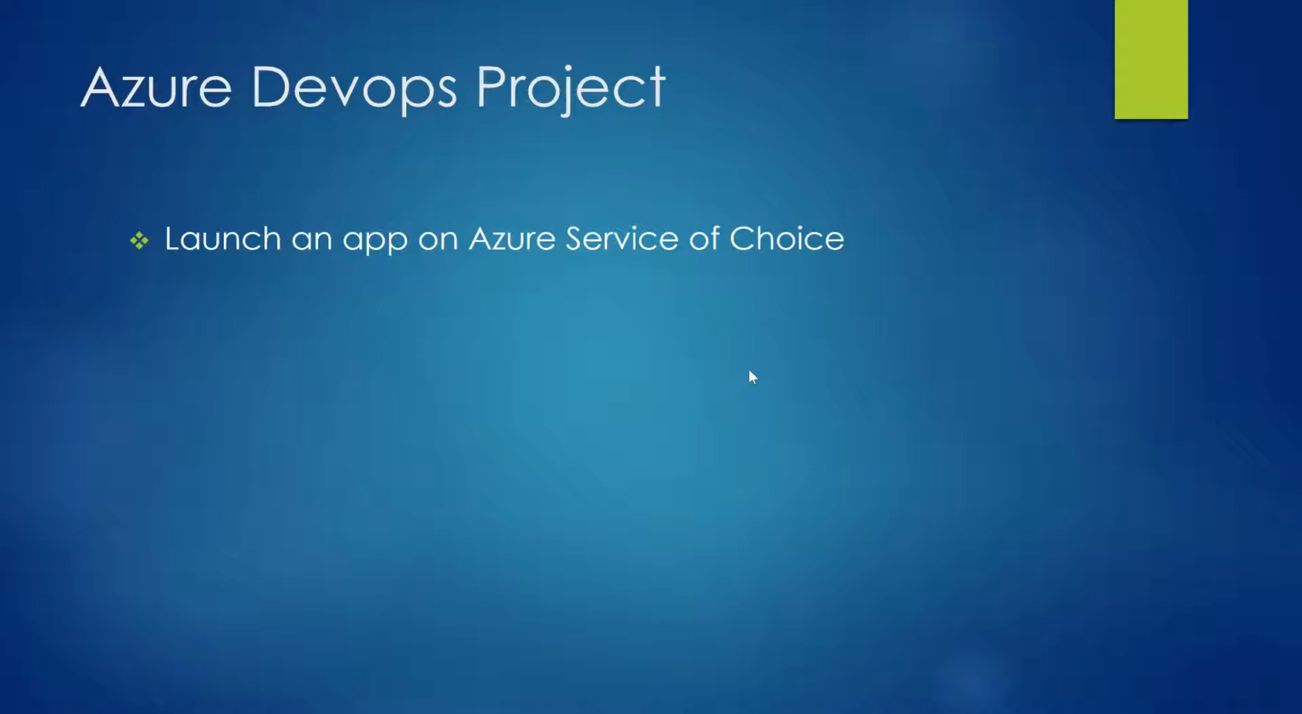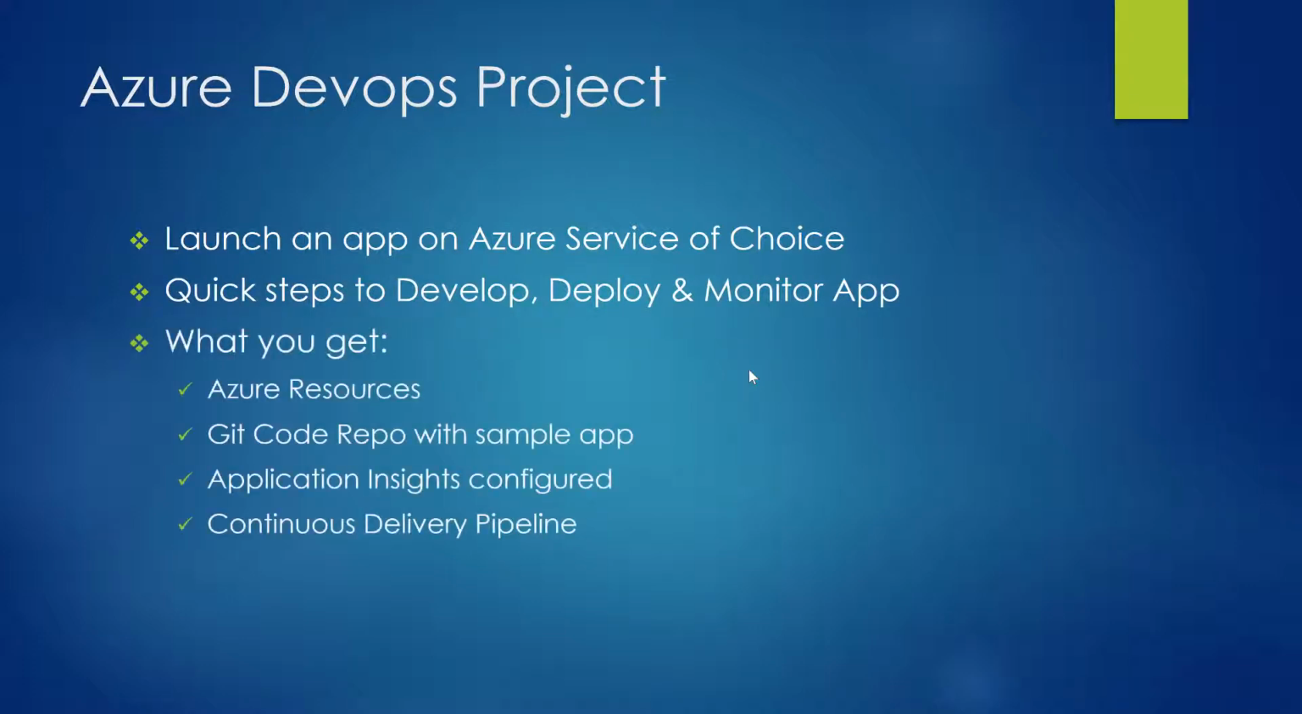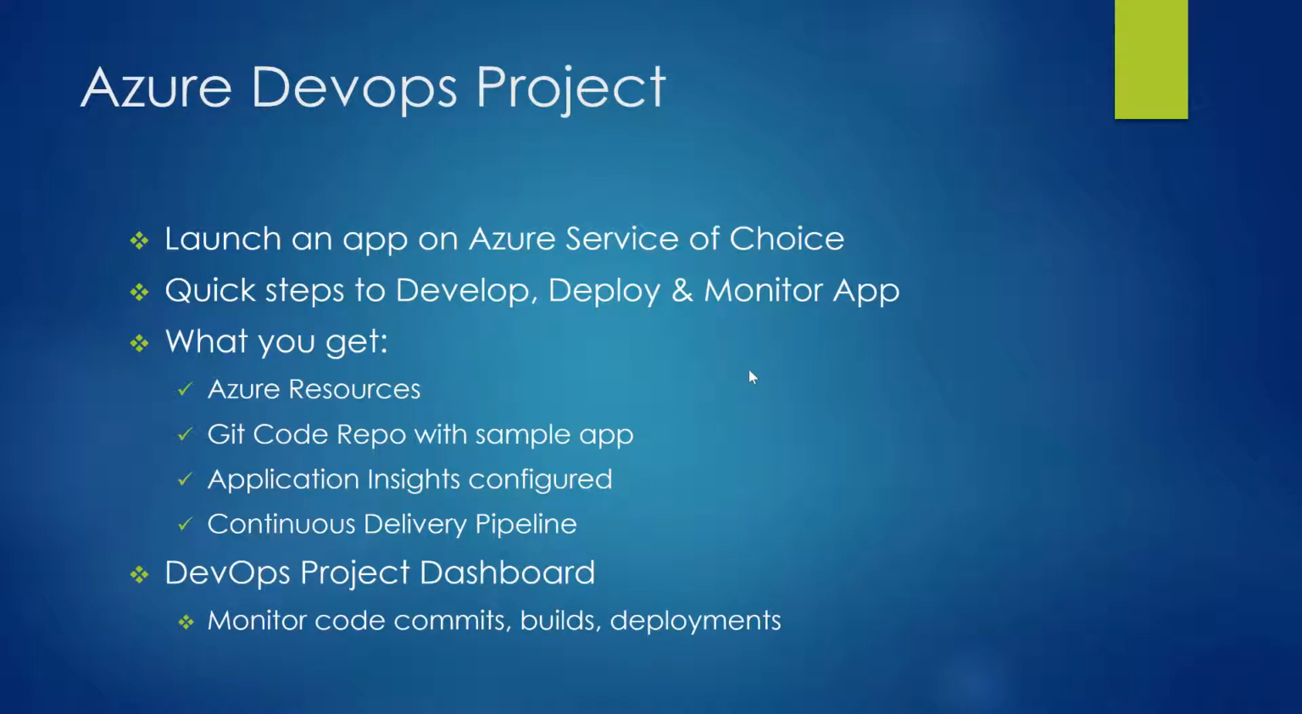Let's quickly understand what is Azure DevOps Project. Well, using Azure DevOps Project offering on Microsoft Azure, you can launch an app on Azure service of your choice. It allows quick steps to develop, deploy, and monitor your app. What you get is a bunch of Azure resources, Git code repo with sample app, application insights, pre-configured, continuous delivery pipeline. Also, you get a DevOps project dashboard, which allows you to monitor your code commits, builds, and then deployments.